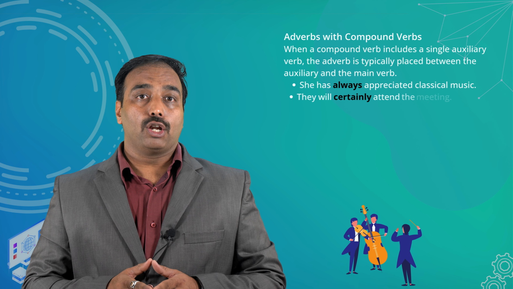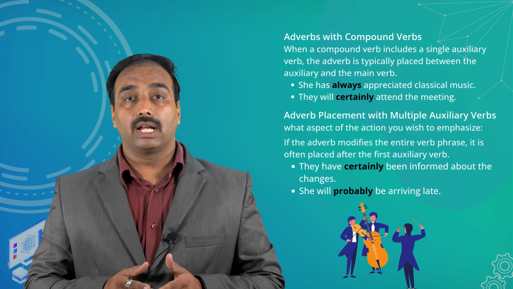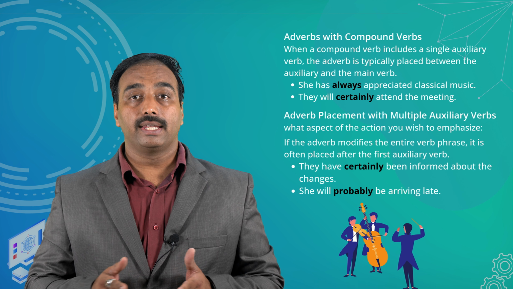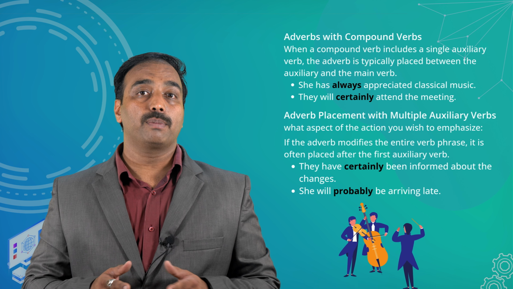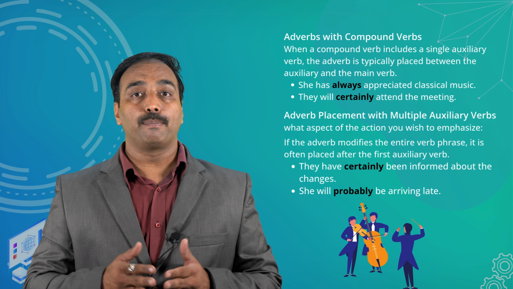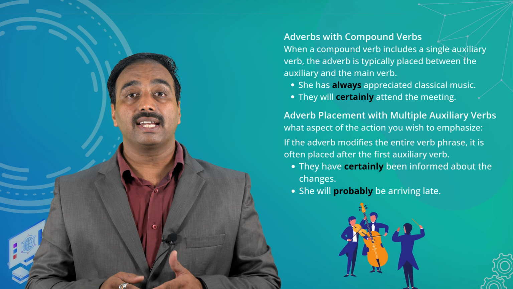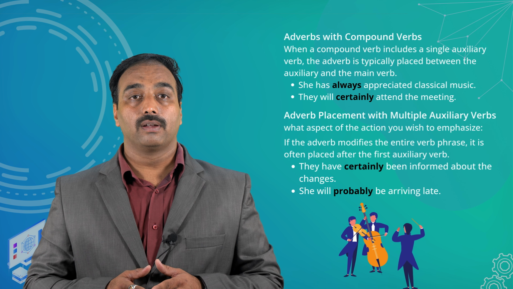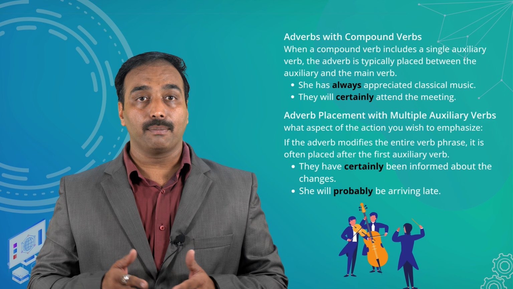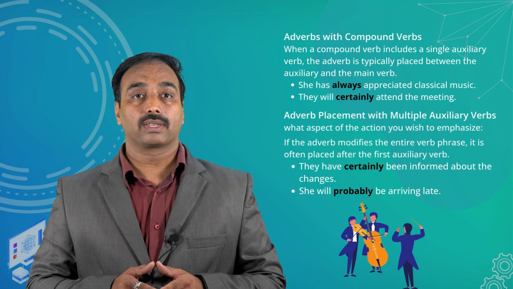Adverb placement with single auxiliary verbs. When a compound verb includes a single auxiliary verb, the adverb is typically placed between the auxiliary and the main verb. This positioning ensures that the adverb clearly modifies the verb phrase. For example, she has always appreciated classical music. They will certainly attend the meeting. In these sentences, placing the adverb between the auxiliary and the main verb emphasizes the action being described.